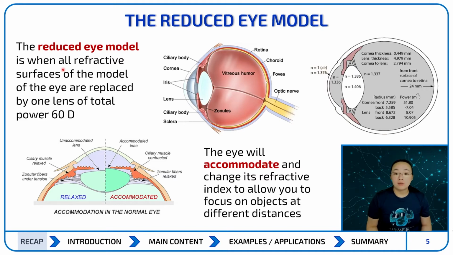So then what you can do is use that assumption or that model of 60 diopters to see how much the eye's overall power has to change to accommodate objects at different distances from your eye. So the eye will accommodate and change its refractive power to allow you to focus on objects at different distances. In terms of understanding how the accommodation works, just understand that your ciliary muscles are going to be either relaxed or contracted when you accommodate. So understanding what those ciliary muscles do would be important physiologically.